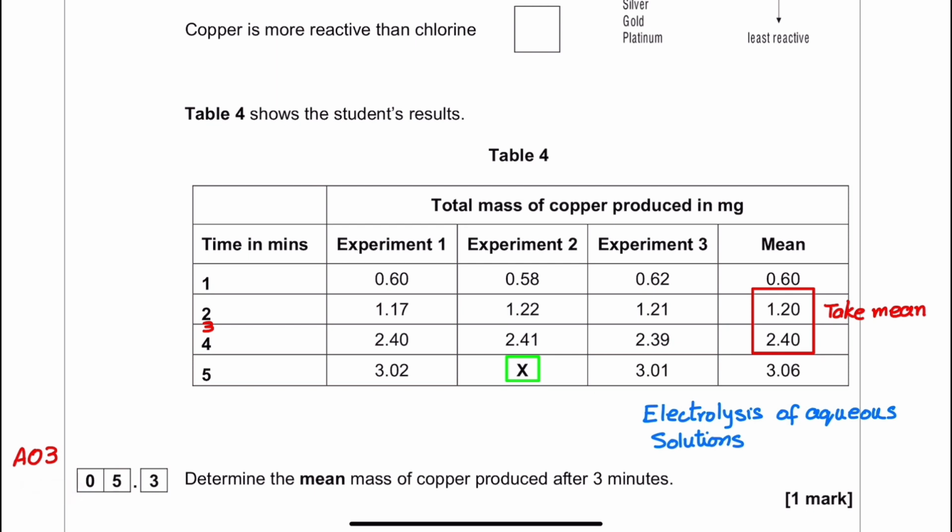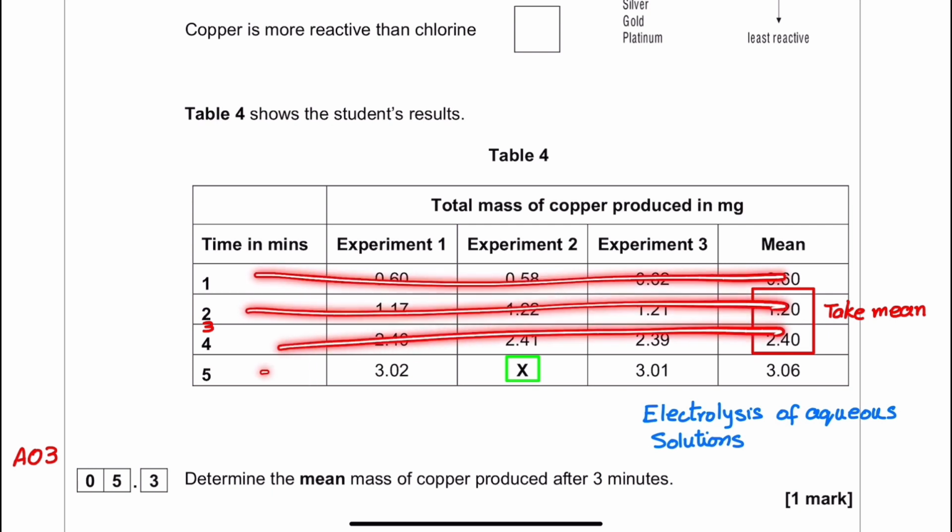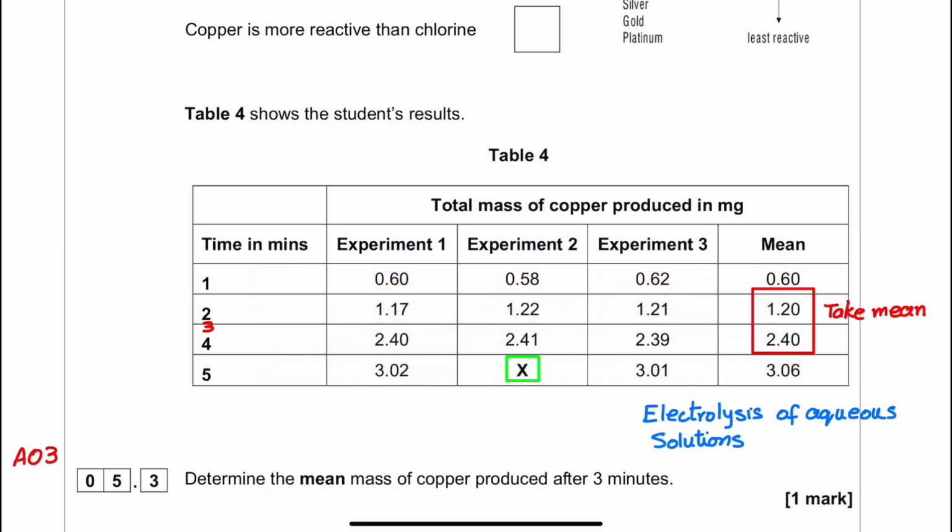Table number 4 shows the students' results. Total mass of copper produced in milligrams. Times in minutes: 1, 2, 4 and 5. 3 is missing. Experiment number 1, the mass produced. Experiment number 2, the mass produced. Experiment number 3, the mass produced. And the mean mass for each time is given here. This topic is again from electrolysis of aqueous solution.